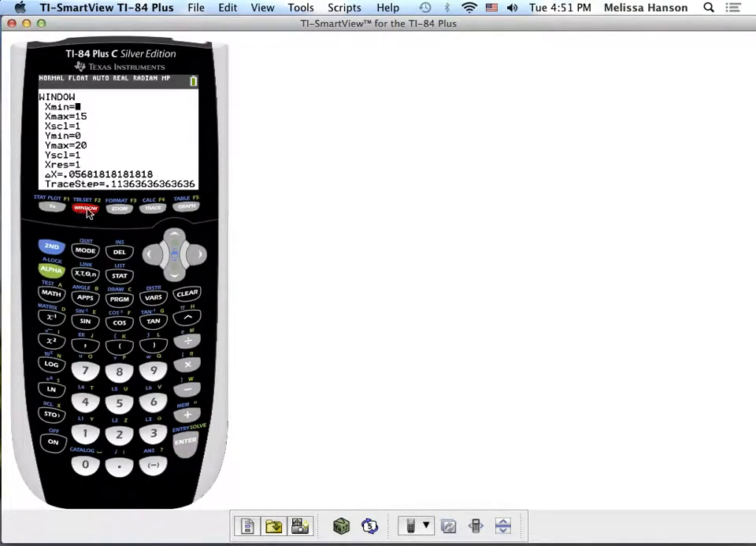And we're going to go to the window. Okay, and I'm going to set up my window. Now remember, our x values were the years between 1970 and 2005. So I'm going to say 1965 to 2010 because I'm going to give myself a little bit extra room beyond 1970 to 2005. And I'm going to make my scale count by 5, so every tick mark is worth 5 years.